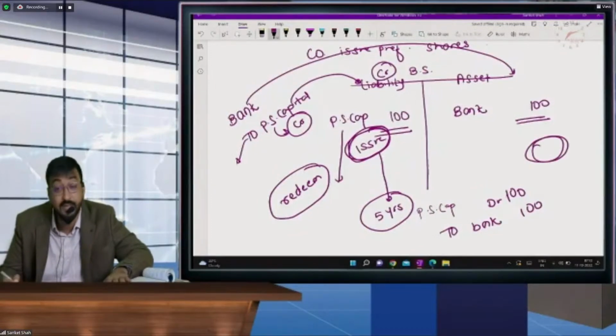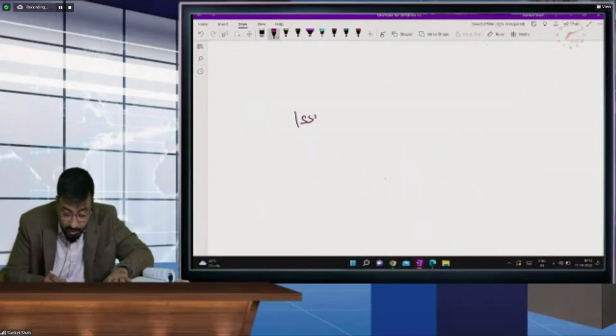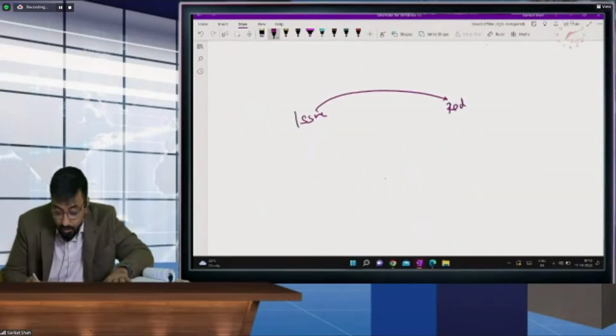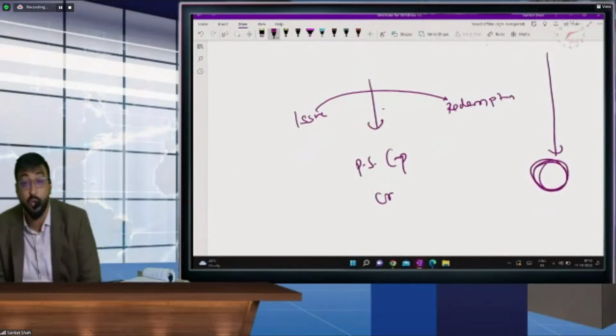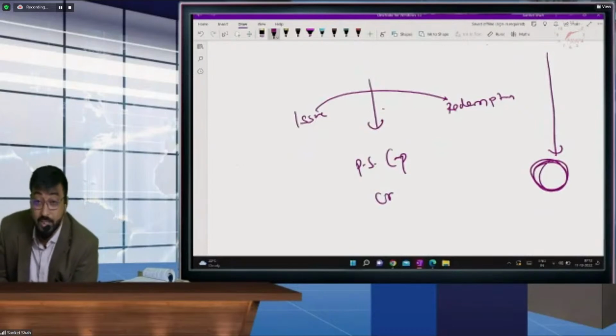In the balance sheet there is a zero amount, but from the date of issue up to the date of redemption, your preference share capital will be carried to the balance sheet. Preference share capital is showing a credit balance, but after redemption, preference share capital will show 0 rupees because you are going to cancel your preference share capital after redemption. So you got this concept better.